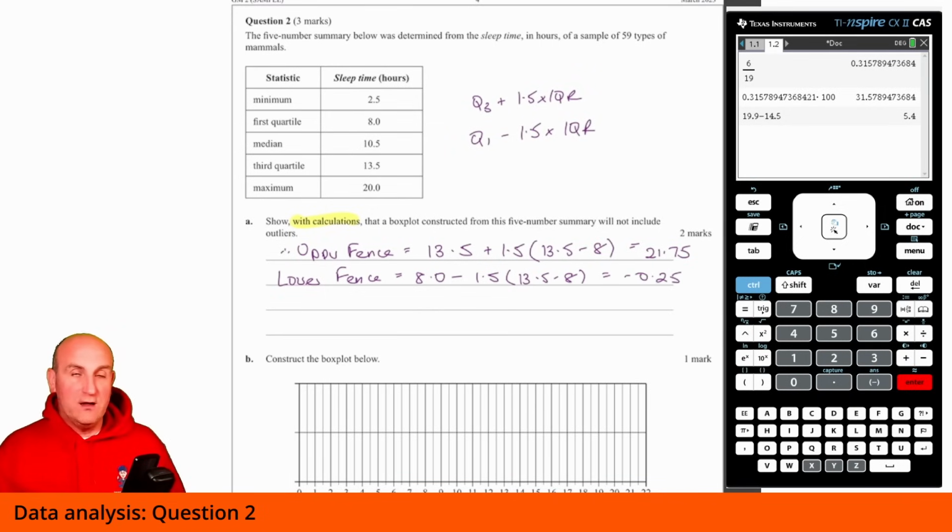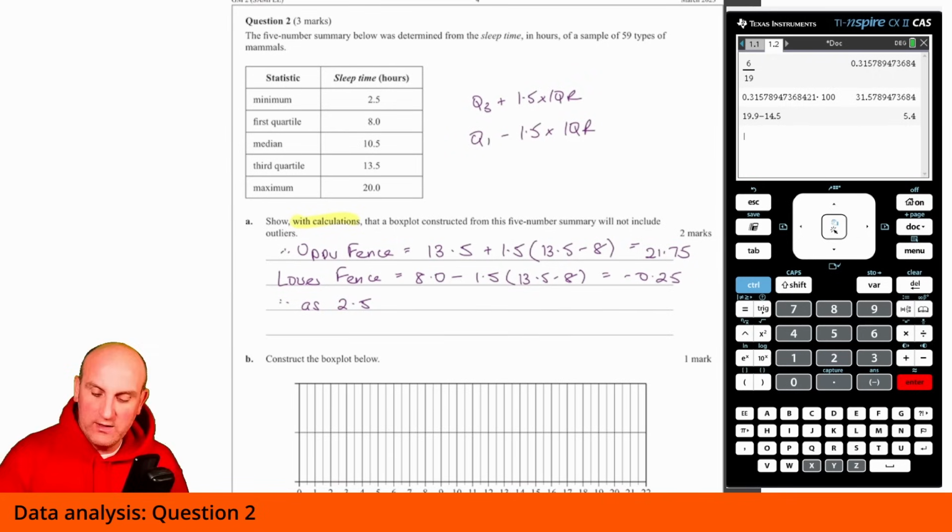And I believe that VCAA are quite strict on this. And they'll say that doesn't pay out the answer. You have to write a qualifying statement. So, therefore, as 2.5 is greater than minus 0.25, and 20 is less than 21.75, there are no outliers.